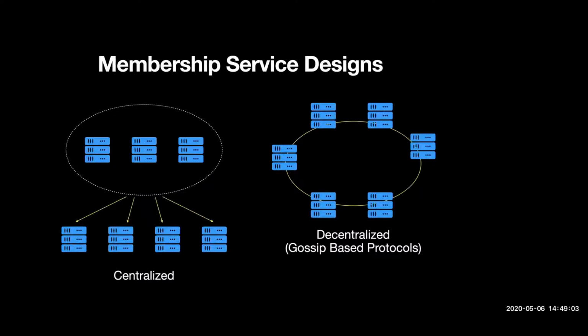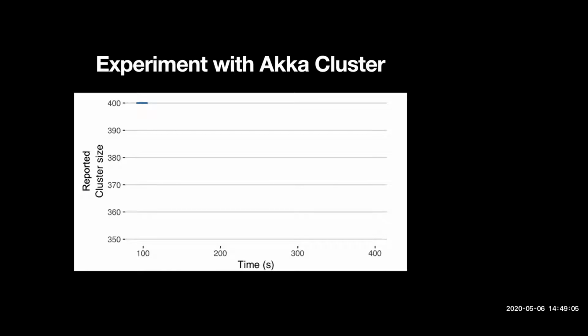So the authors discuss the latter of these models by setting up an experiment. They set up a 400 node EC2 cluster. On the x-axis, you can see the time, and on the y-axis, you can see the reported cluster size. The line that you see on the top is the size of the membership list reported by each and every node.